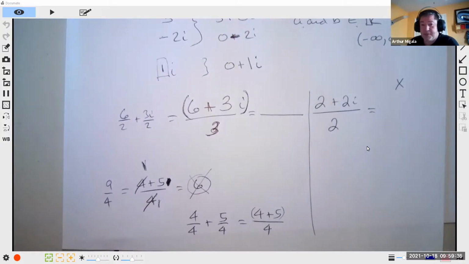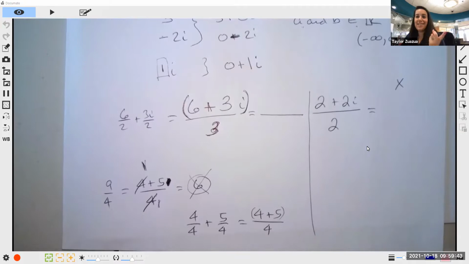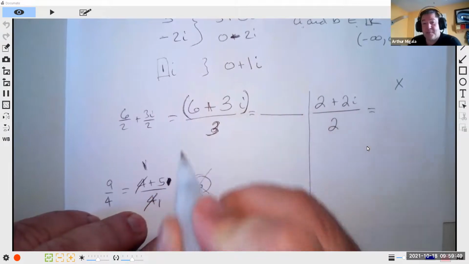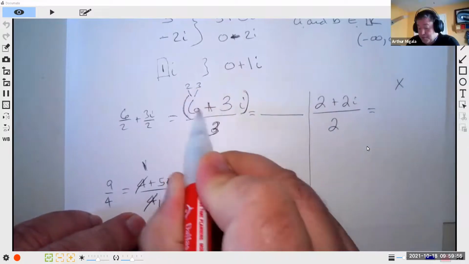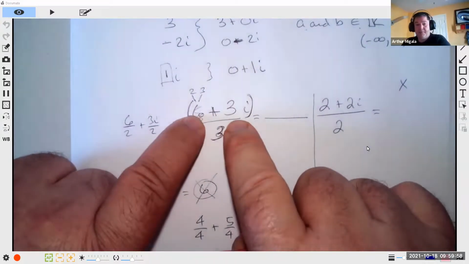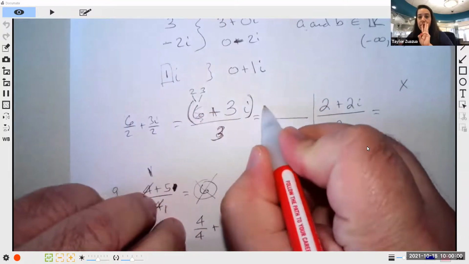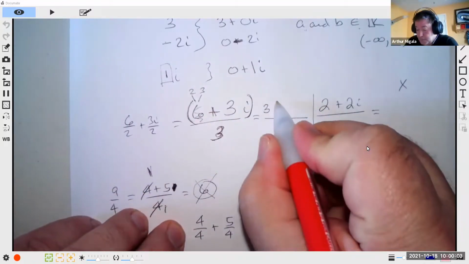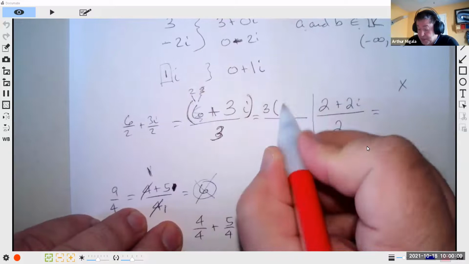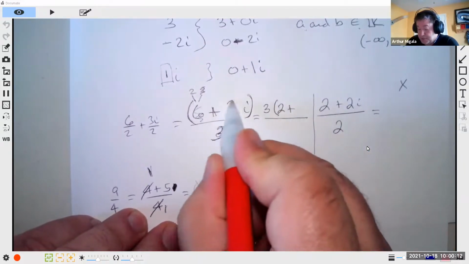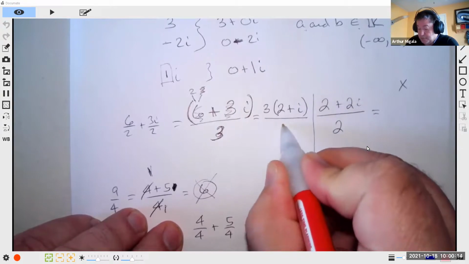So 6 plus 3i, what do they have in common? Numbers. What numbers? The 6 and 3, but we can't combine them, right? What is 6 made up of? 6 is made up of 2 times 3. Now what do these two numbers have in common? A 3. So I can factor out a 3. If I factor out a 3, what do I have left? I took out a 3, so I have a 2, plus I.